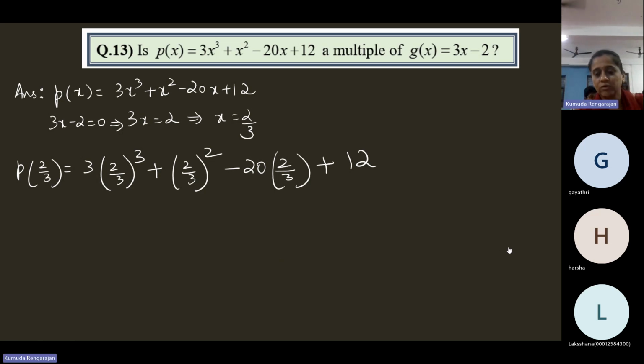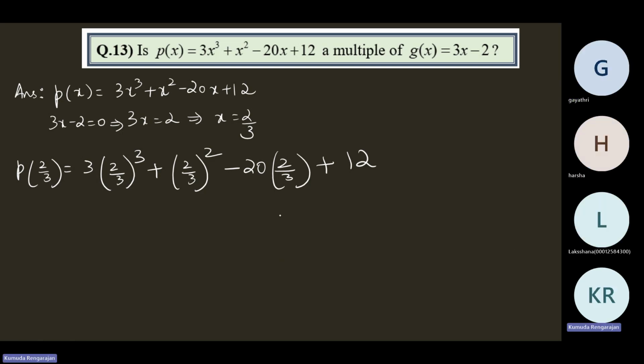Yes, you can have doubts. 3x to the power of 3 and instantly turn into 3x. This one, right? Yes, yes. This is the divisor 3x minus 2. That's a dividend 3x to the power 3.